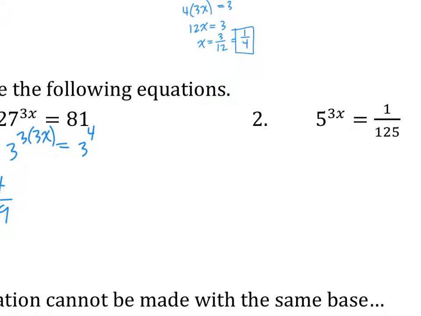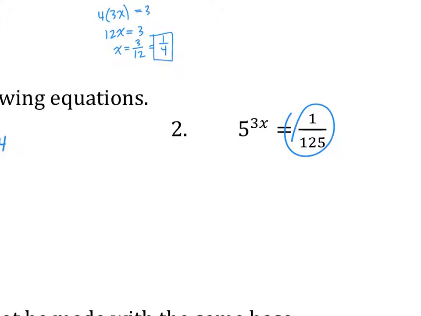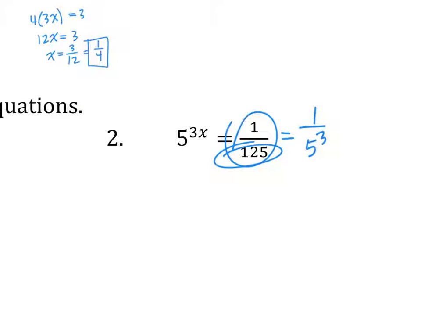-5/3. No. Okay, so this 1 over 125 is the problem, right? So 125 is 5 to the what power? 3. So 1 over 5 to the 3rd. So this becomes 5 to the -3. So then 3x is equal to -3. And x is equal to -1.